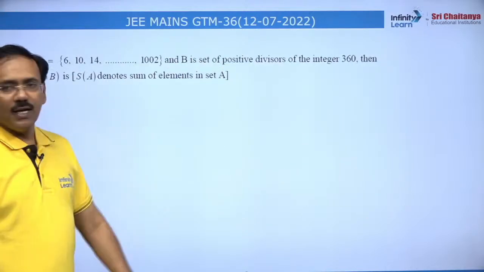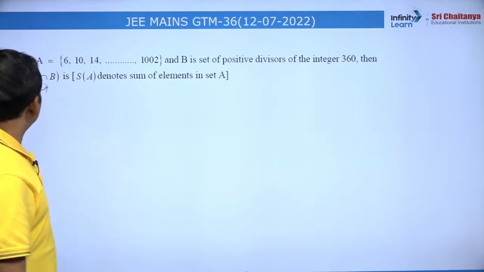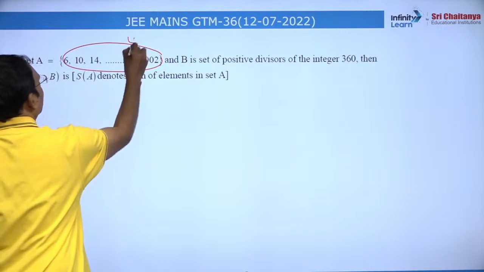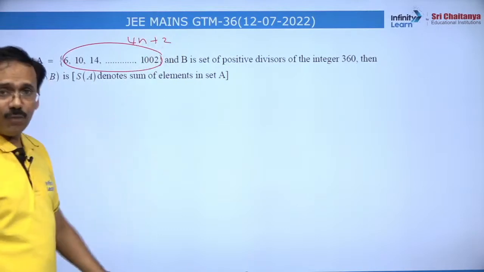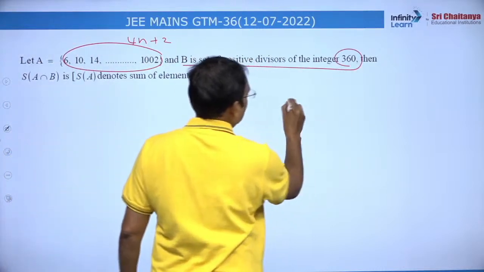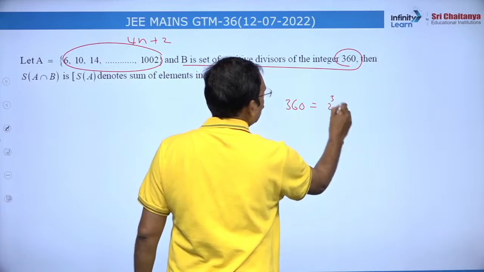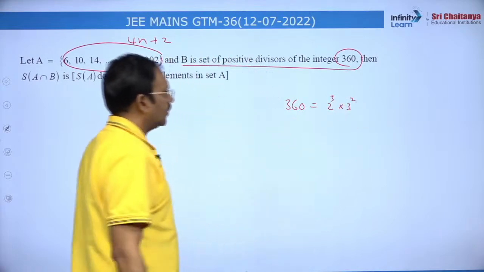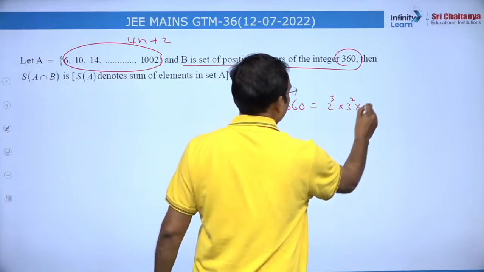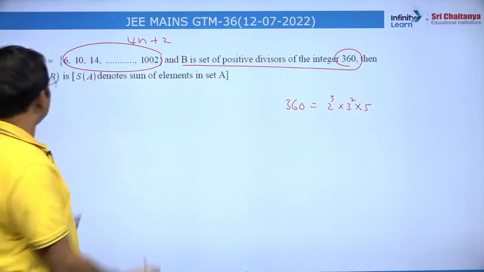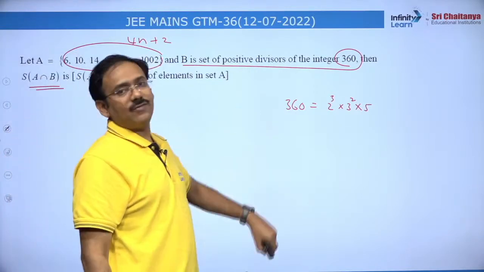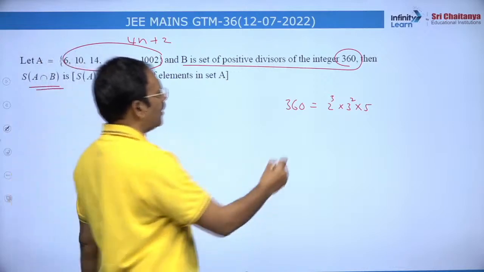Next, my dear friends, this one A is set 6, 10, 14 and so on up to 1002. You can observe that all numbers are like 4n plus 2, multiple of 4 plus 2, right. B is the set of all positive divisors of 360. 360 is nothing but 2 cube into 3 square into 5, that is 8 into 9 into 5. The intersection A intersection B will be the set of all factors of 360 which are in the form of 4n plus 2.